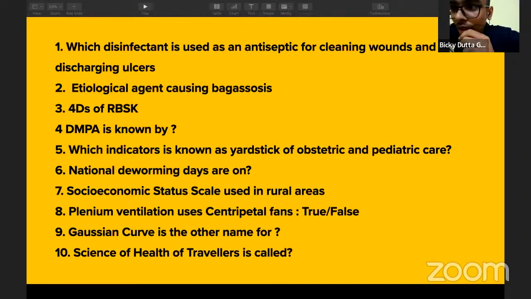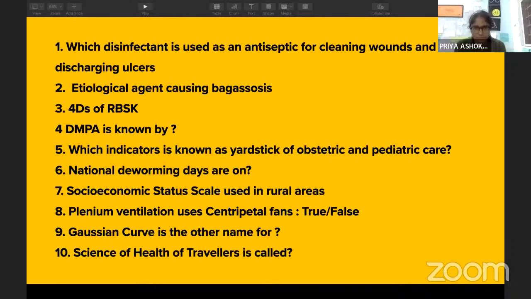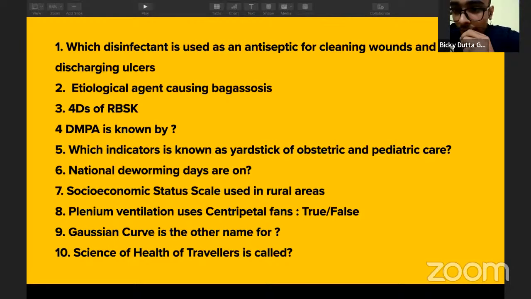maternal mortality rate, infant mortality rate. The national deworming days are on 10th February and 10th August. Then socioeconomic status in rural area: BG Prasad, modified BG Prasad. Then ventilation, use centrifugal. It's false. Gaussian curve is otherwise the normal curve. Health for travelers is emporiatrics.